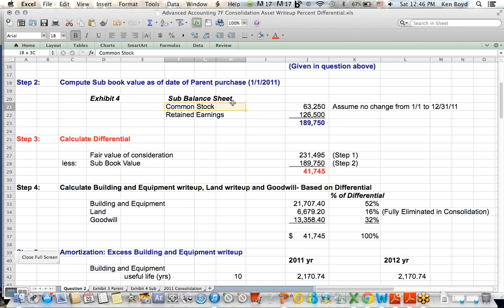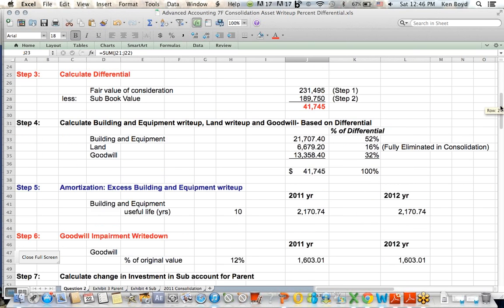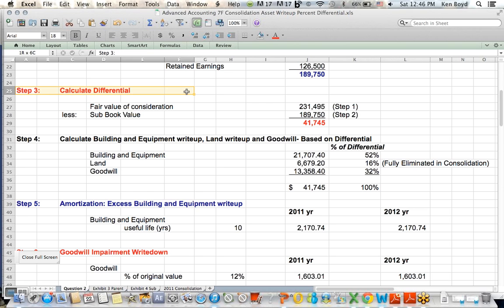And so going into the sub's balance sheet that was in the question, I took the common stock and the retained earnings. I don't need this anymore. I'm going to get rid of that. And that total was $189,750.